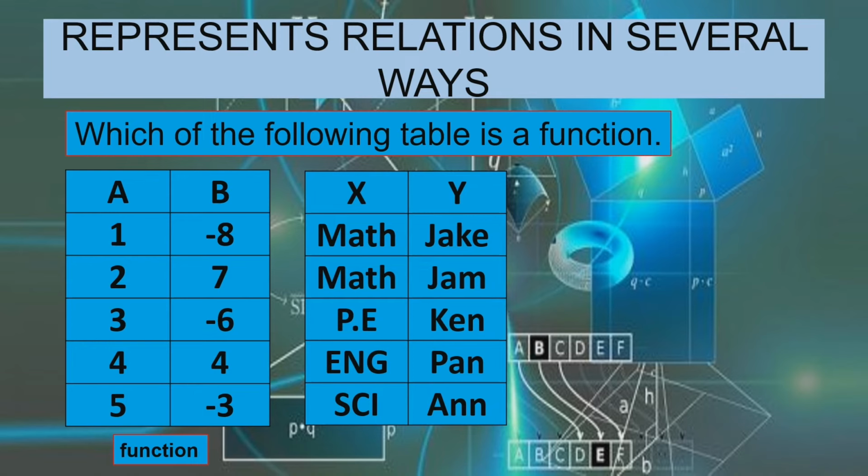How about number 2? X and Y. Under X: math, PE, English, and science. Under Y: Jake, Jump, Ken, Pan, and Ann. Is this a function or not? Correct. This is not a function.